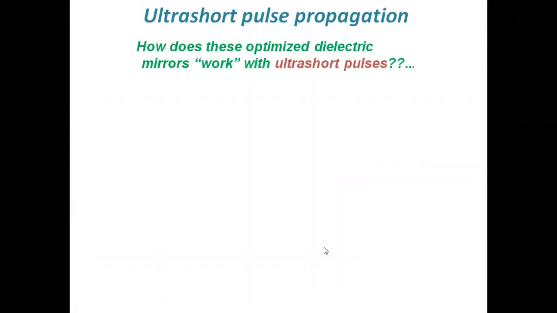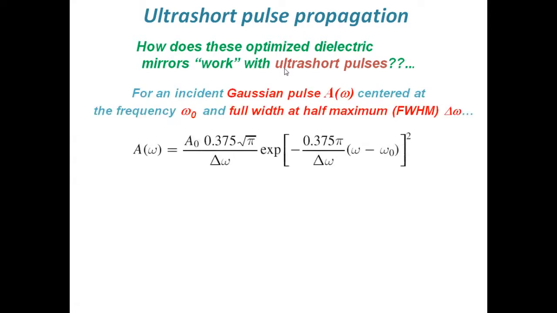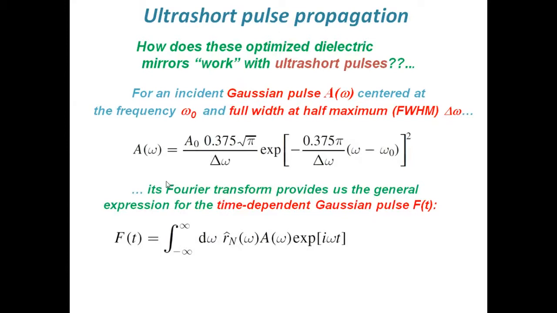So what about the ultrashort pulse propagation? How do these optimized dielectric mirrors work with ultrashort pulses? Recall we have a Gaussian pulse A of omega. It's centered at a frequency omega 0 and has a full width half maximum, FWHM, delta omega. This is the typical Gaussian pulse, and its Fourier transform provides our time-dependent Gaussian pulse, f of t.